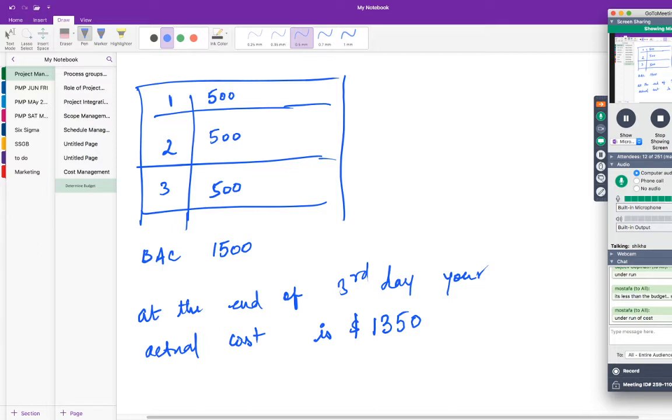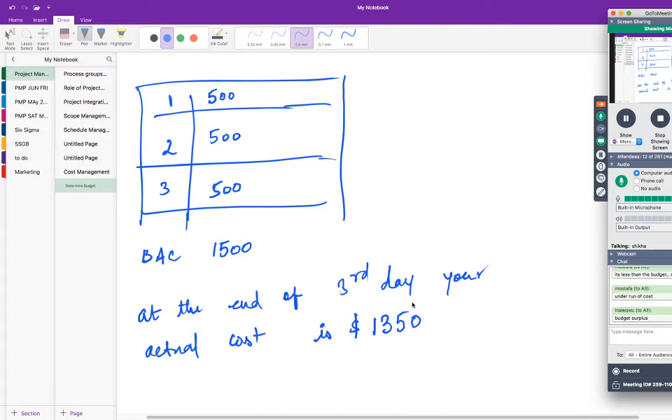Okay. The answer is cannot be determined. Just with this information, you cannot determine whether you have gone above or below the budget, because I did not tell you how much work I have completed on the third day. Maybe you have assumed that the work is complete, but nowhere have I told you the work progress. I never said 100% of the work is done. I just said that at the end of the third day, you go back and see what your actual cost is, and it is 1,350.